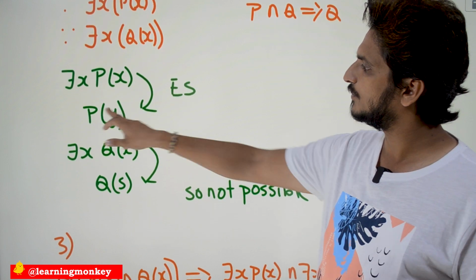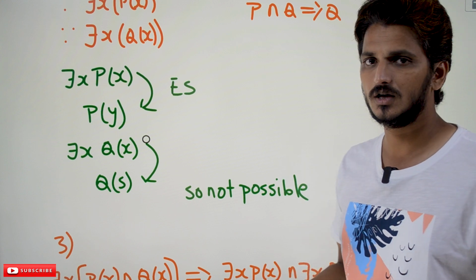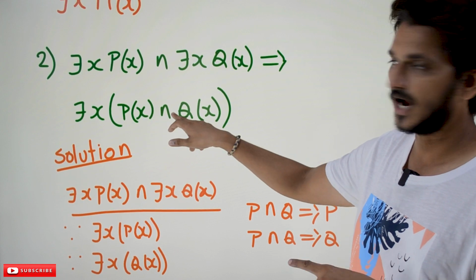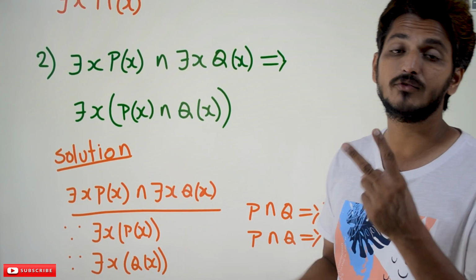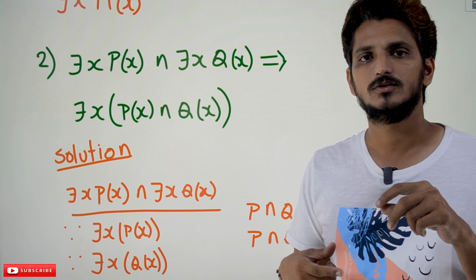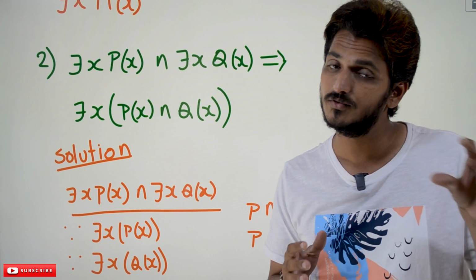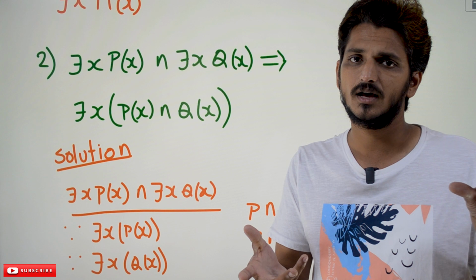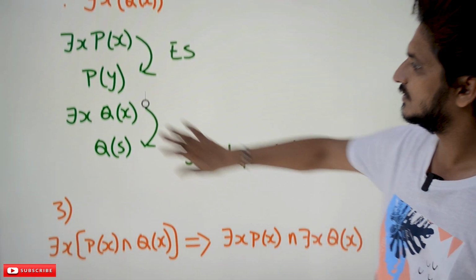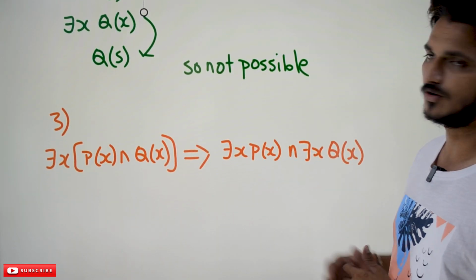So now we derived p of y and q of s. We cannot obtain the required result. What we required is p of x and q of x, but we have two different variables, so we cannot derive it. You need to understand the formulas which we discussed in our previous classes. If you understand that, solving them is very easy. So this cannot be concluded.